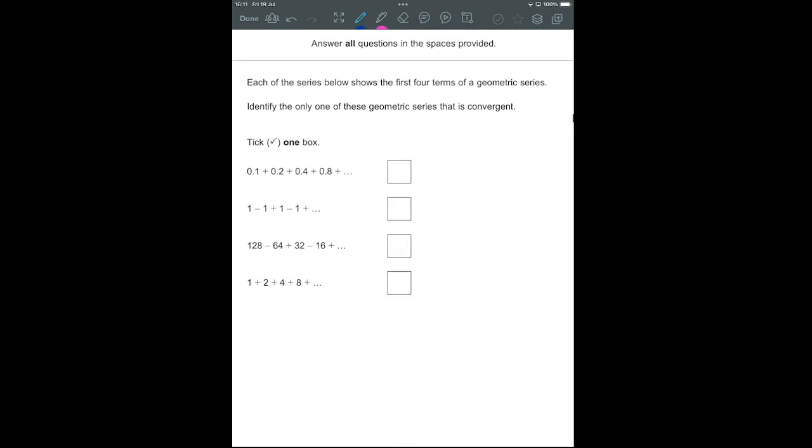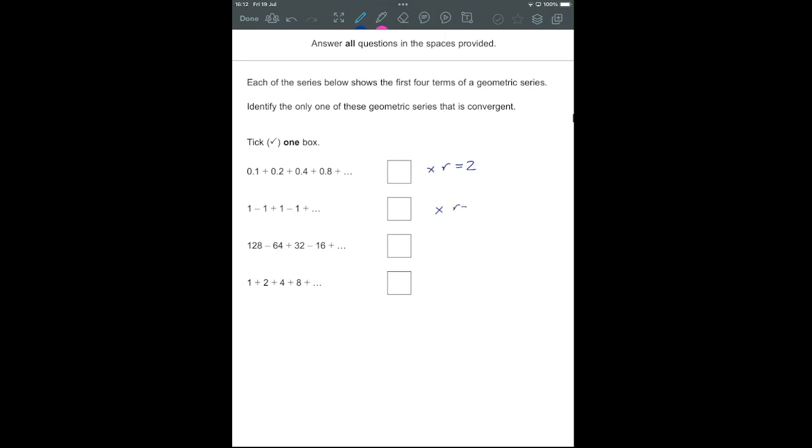Each of these series form a geometric. Identify the only one which is convergent. So convergent means if you keep going forever, you'll eventually tend towards a fixed value, and in particular you need the modulus of the common ratio to be strictly less than 1. So the first one, the common ratio is 2. The terms are getting bigger, that sum isn't going to converge.